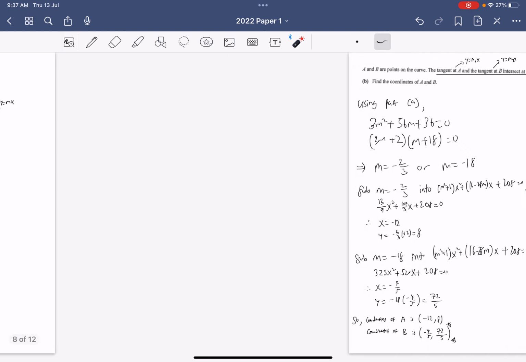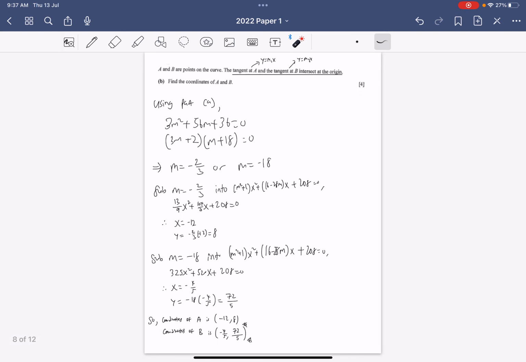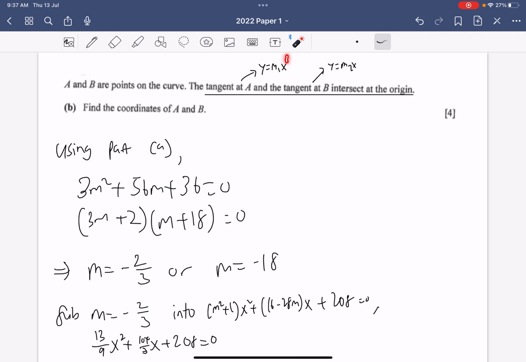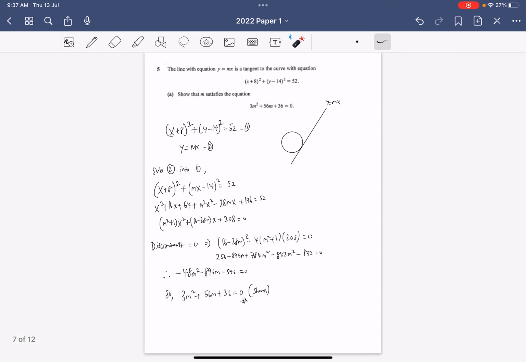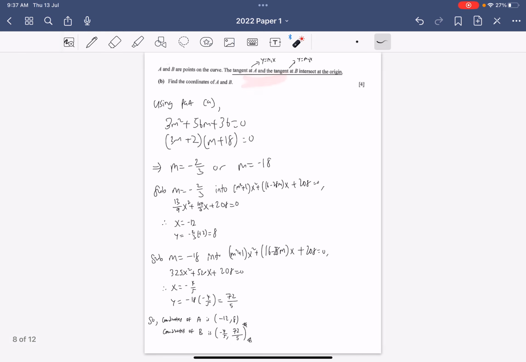Moving on to part B, it says that two tangents intersect at the origin, meaning this tangent line is of some form m1 x and this one is m2 x. Because they intersect at the origin, it's like plus 0, so you don't really care. So you can see these two equations, they're just saying this part again. But because this is a general m and you've got a quadratic, this will lead to m1, m2. So basically it's saying to solve part A.